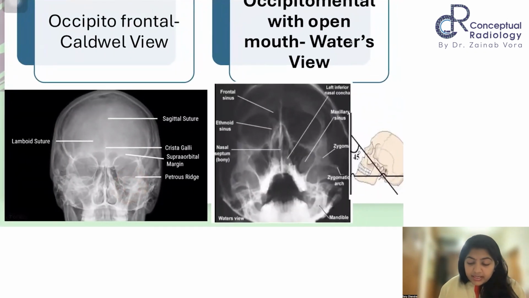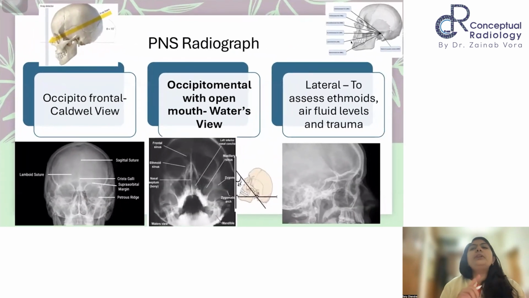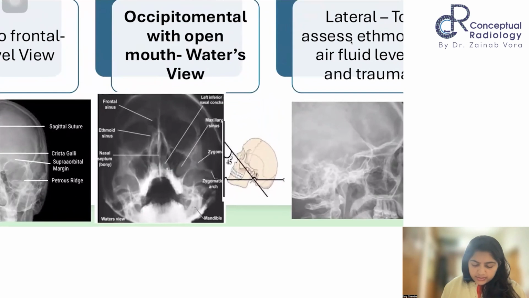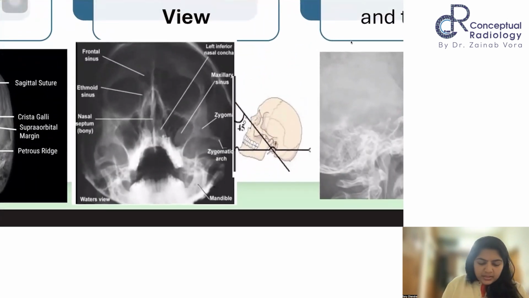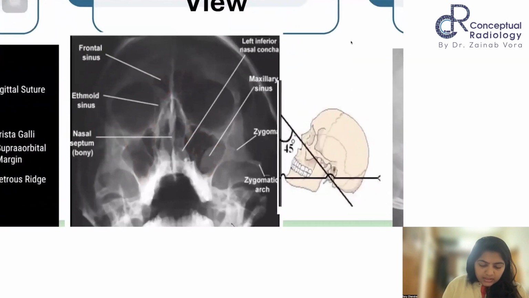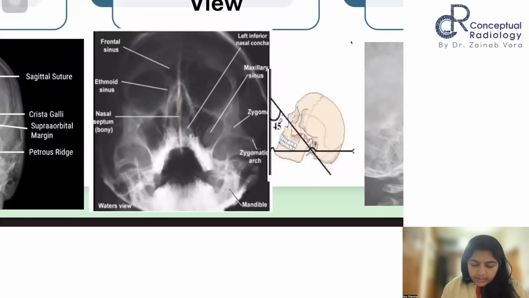Next, if you do a Waters view, what happens in that? It's an occipitomental view. So your chin is on the X-ray plate. Look at this. Your chin is near the X-ray plate, and now you're getting a beam from here. What happens here is you're able to appreciate the maxillary sinuses really well. You're able to get a clear view of frontal sinuses, ethmoid, the centrality of the septum, right?